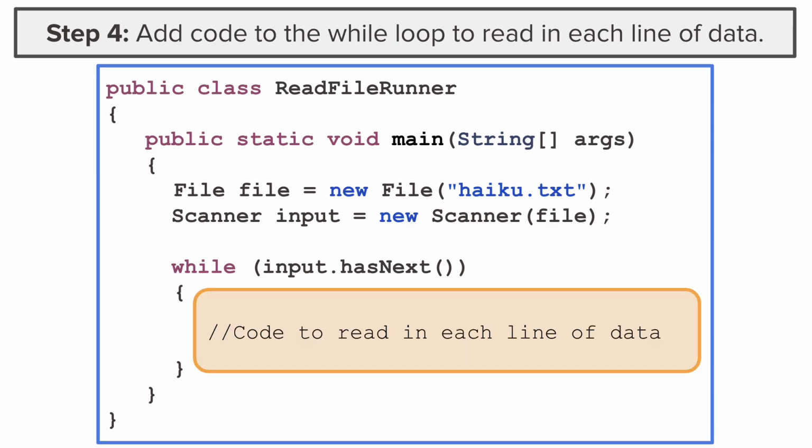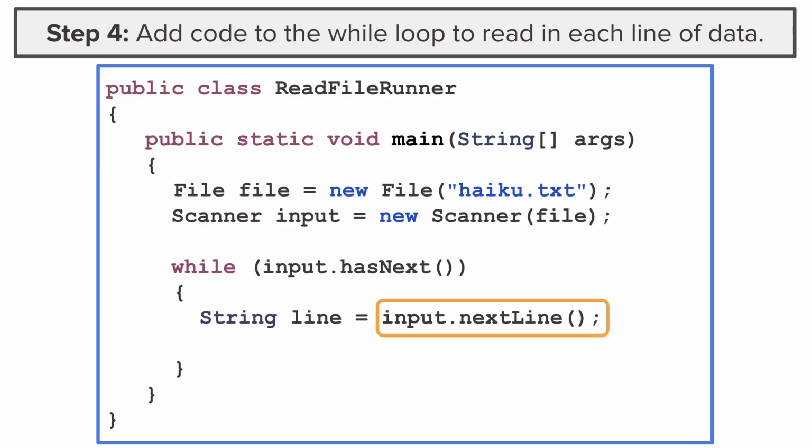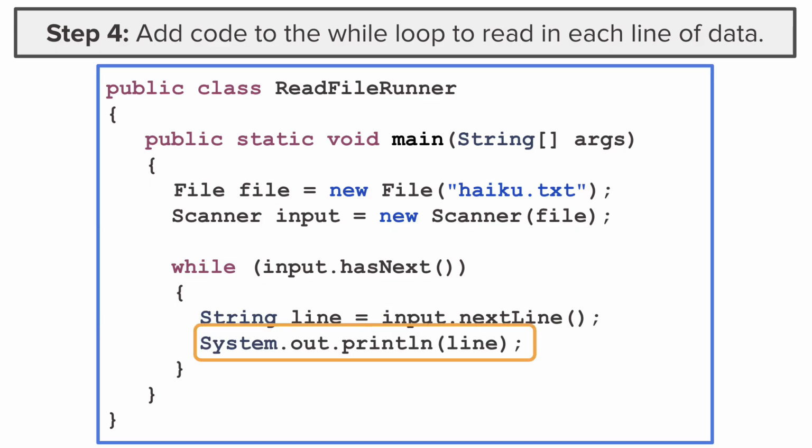Step 4 is to add code to the while loop to read in each line of data. You can also include code to analyze the data, but for right now let's focus on just reading in each line. Just like when you get string input from the user, you can use the nextLine method to get the next line of the file as a string. Then, we can print the line to the console.